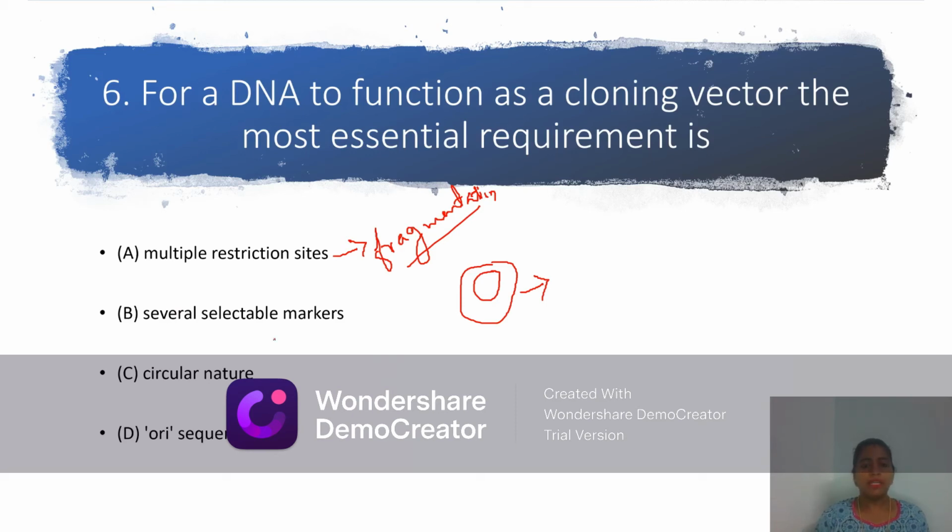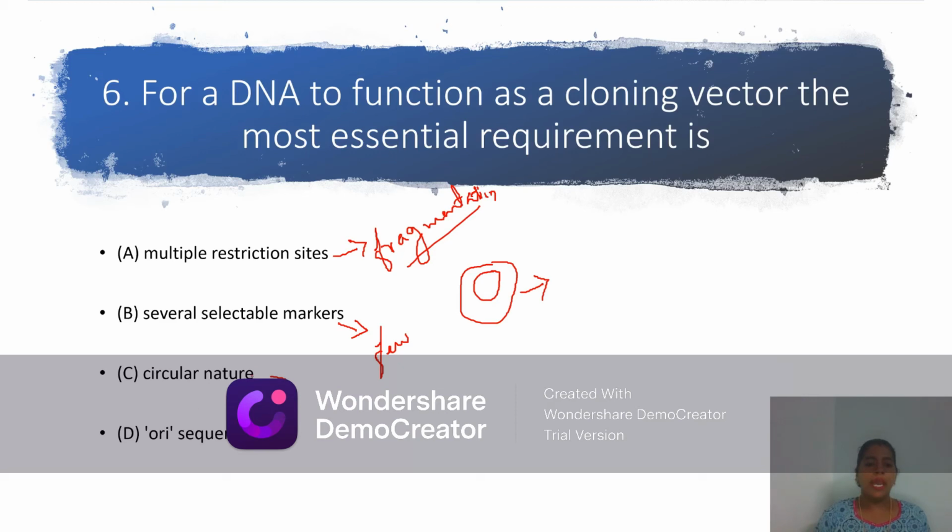Then several selectable markers, that is also not possible. Several selectable markers also make issues. Understand? So either one or two, few, very few we needed. Few selectable markers we needed for genetic engineering. Circular nature, it's not necessary.